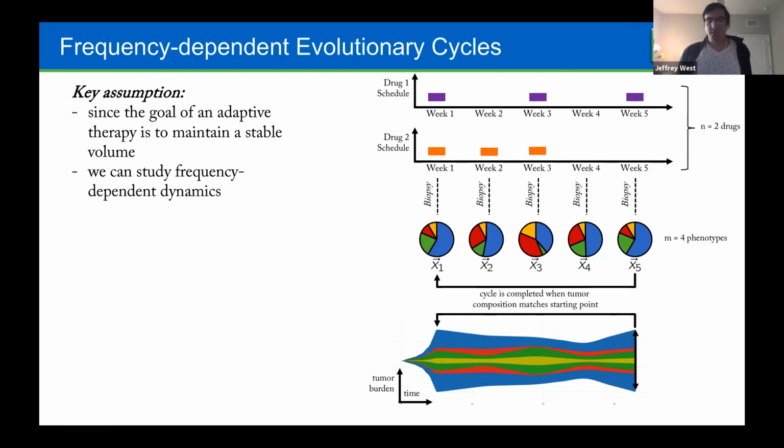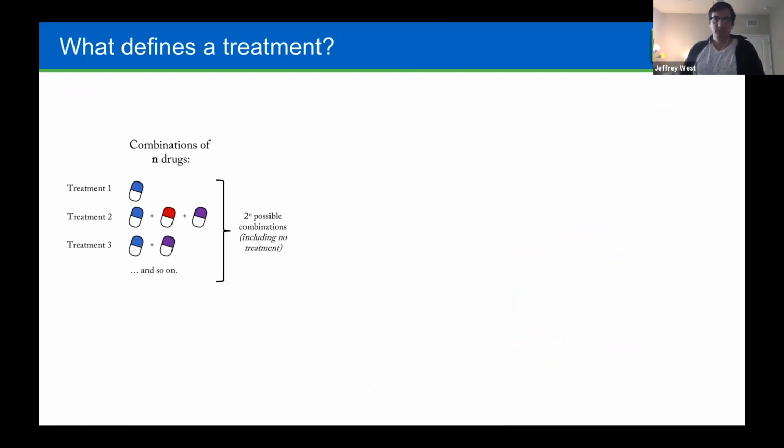The implicit idea here is that if you can match your tumor composition, you can repeat these cycles over and over. So what defines a treatment here? Well, if we have N drugs that are possibly administered to a particular type of cancer, then we should have 2 to the n possible combinations, subject to toxicity concerns, obviously, including no treatment as one of those combinations.